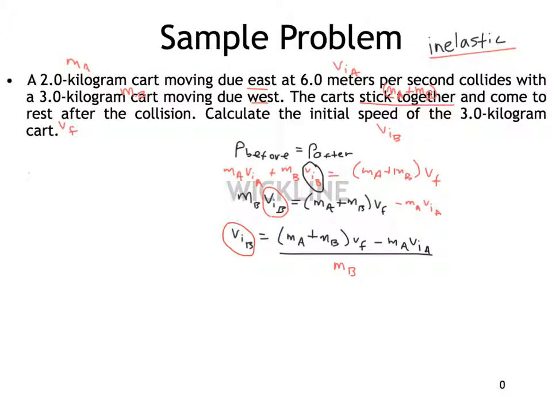So I'm going to go ahead and do that, but as a preview, I will point out that there is the east-west issue, so I'm going to use positive values for VIA, which will mean east, and then negative values will mean west. So I plugged in, I used a positive value for the initial velocity of cart A, so I just need to solve now. So I got -4 meters per second, which of course would mean 4 meters per second west.